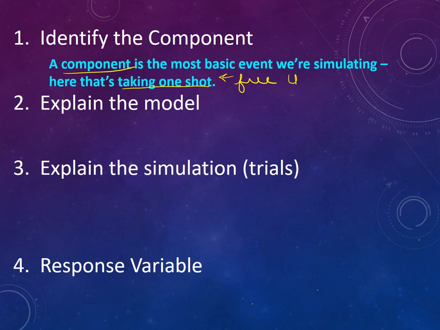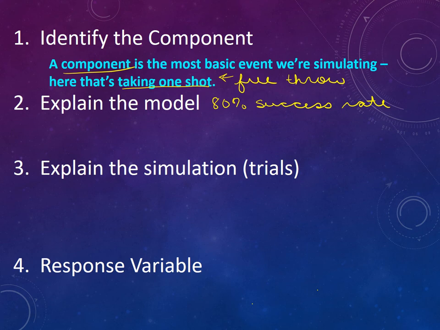Okay. Now what we need to do is figure out a way to model this situation. Remember from the previous screen, we said that she had an 80% success rate for our throws. And so what we want to do is figure out a way using random numbers to mimic that 80% success rate, so that 80% of my outcomes will be a shot that's made, and the leftover 20% would be a shot that's not made.